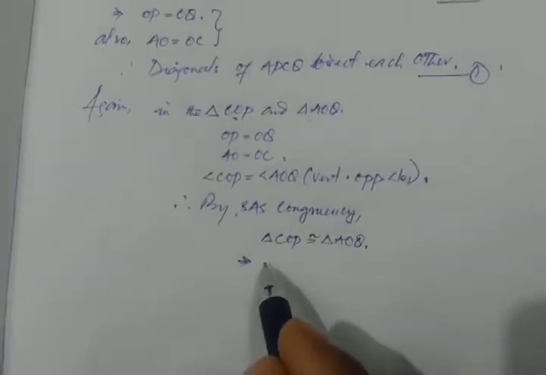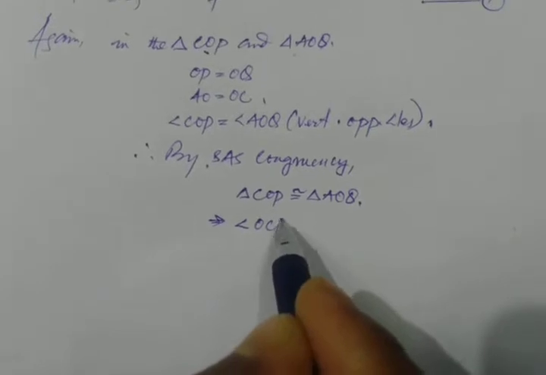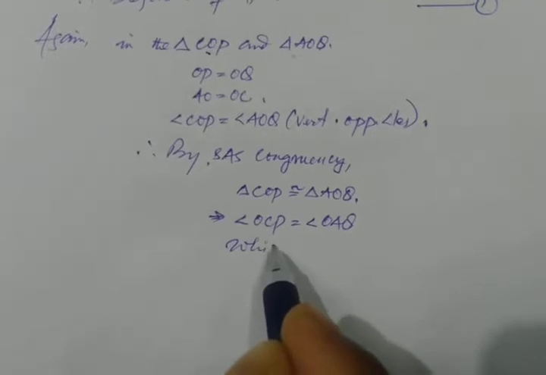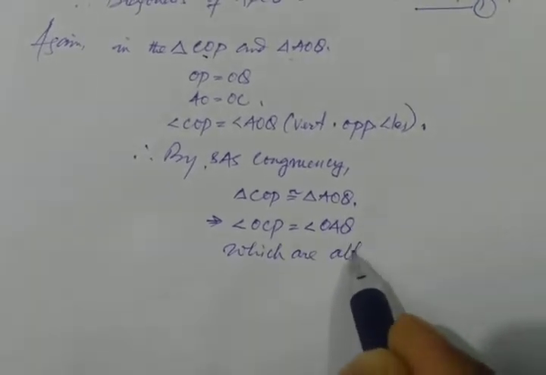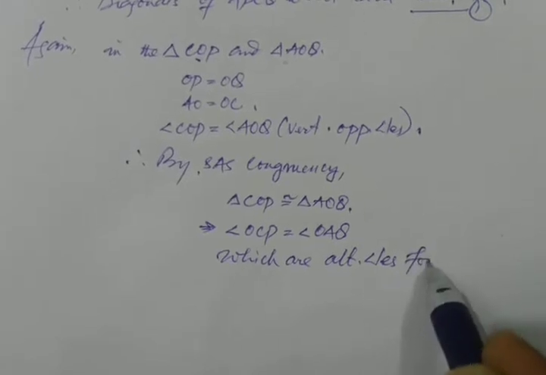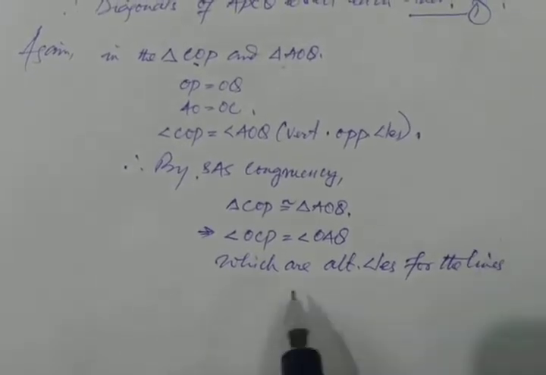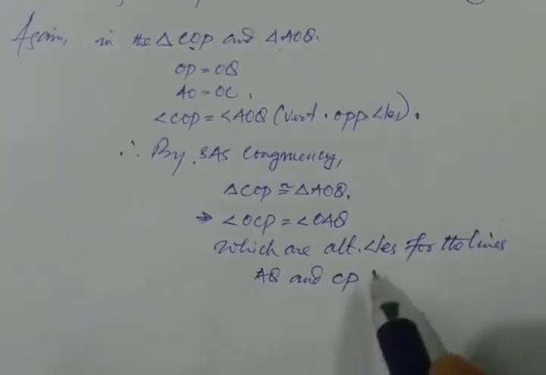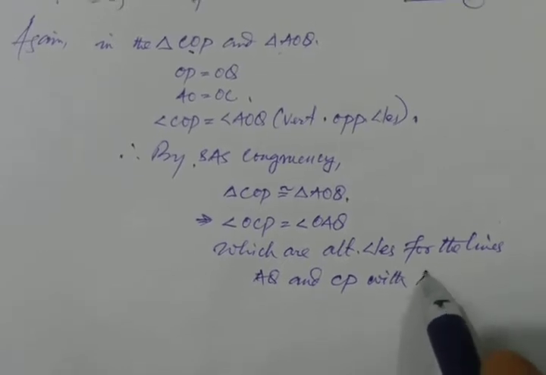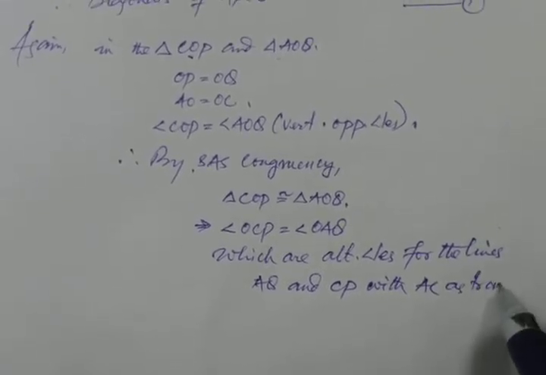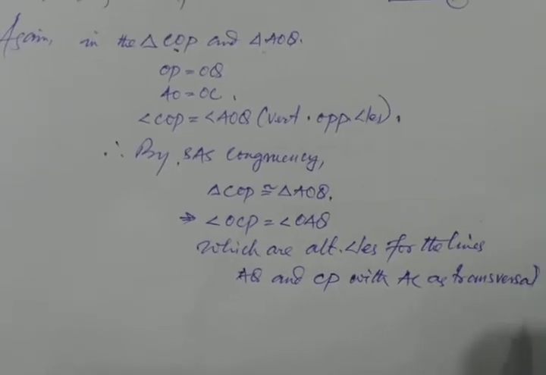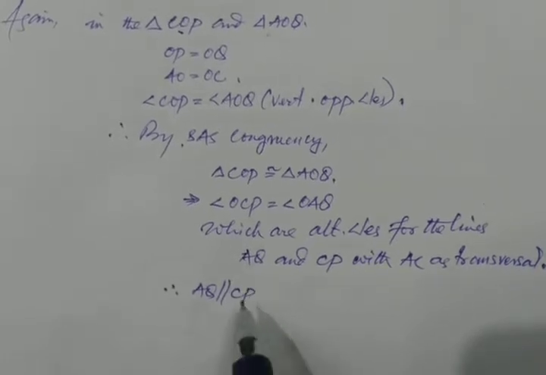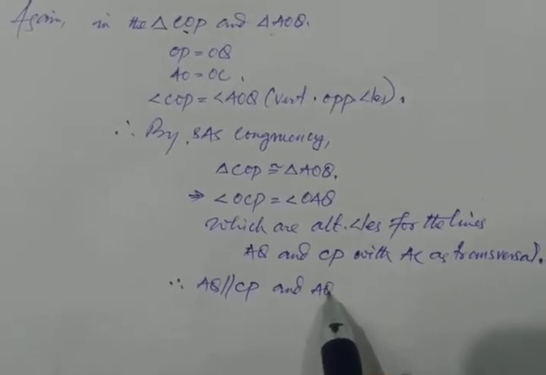Let's write down that angle OCP is equal to angle OAQ, which are alternate angles for the lines AQ and CP with AC as transversal. Therefore, we can say that AQ is parallel to CP, and also AQ is equal to CP.